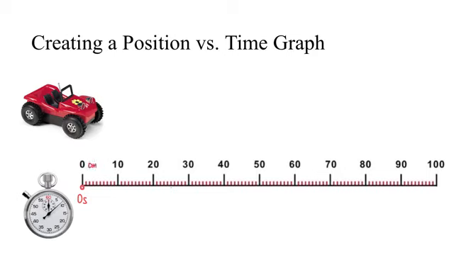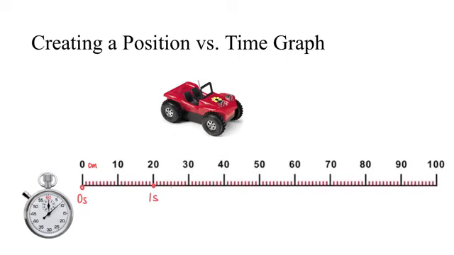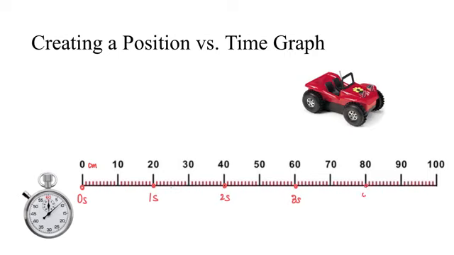And then after about 1 second, you see that it is now at the 20 centimeter mark, and you'll go ahead and mark that and say that was 1 second. After 2 seconds, the car is now at the 40 centimeter mark, and we'll go ahead and mark that on our timeline. After 3 seconds, the car is here at the 60 centimeter mark, and then after 4 seconds, the car is at the 80 centimeter mark at the 4-second timestamp. So what we've done is we've tracked the position of the car over time, and every second we've marked the position of the car on this number line.